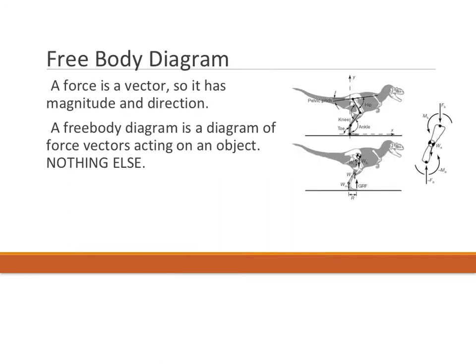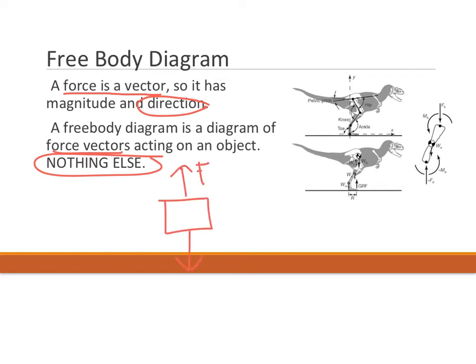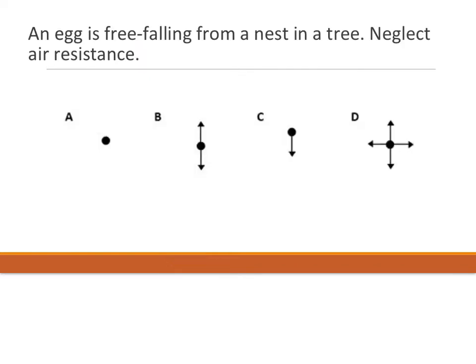All right, so when are we going to use these contact and non-contact forces? We'll be using these in free body diagrams. As you may remember, force is a vector, so it has a magnitude and a direction. A free body diagram is a diagram of force vectors acting on an object, nothing else. Your pictures should be simple and just show the forces that are acting upon an object. You do not need to show anything else.